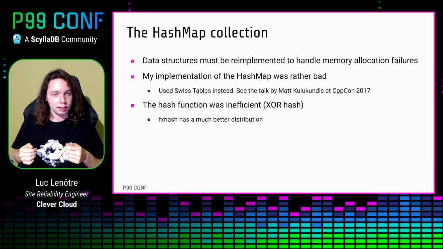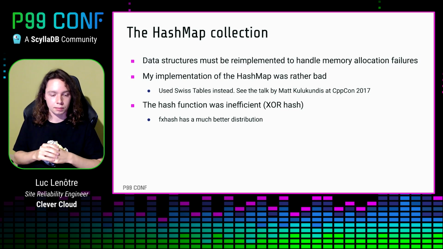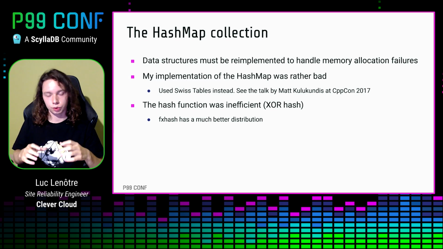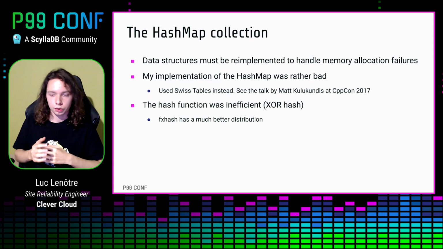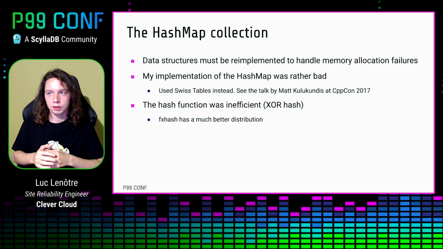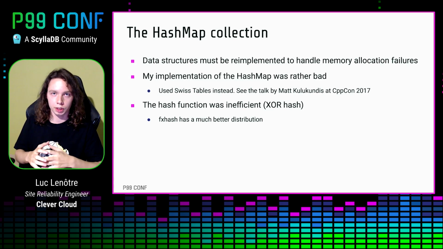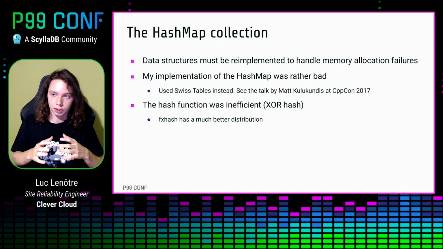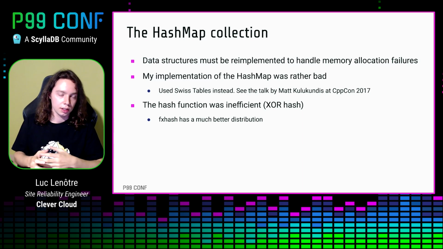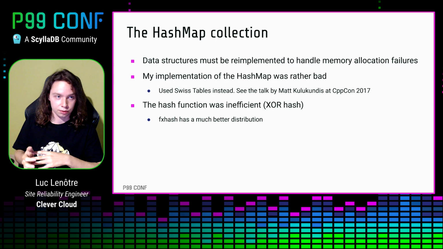Next, I decided to optimize the hash map collection. So for the context, when I am developing the kernel, I cannot actually use the data structures that are provided with the standard library. This is due to the fact that the standard library is actually panicking when memory allocations are failing. But in the kernel, I need to actually be able to detect when there is such a failure and handle it. So I had to re-implement all the containers myself.